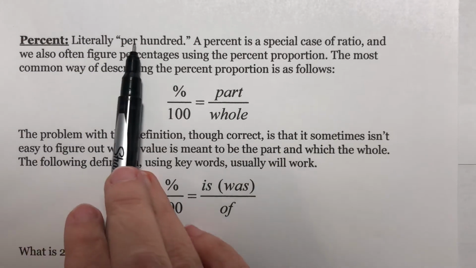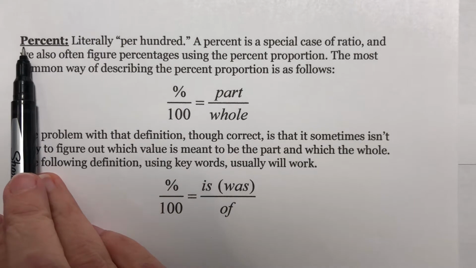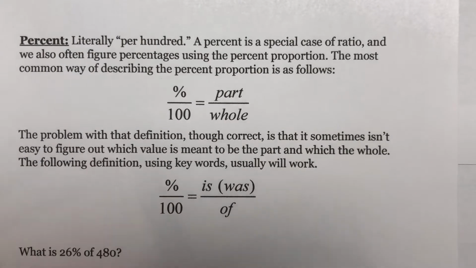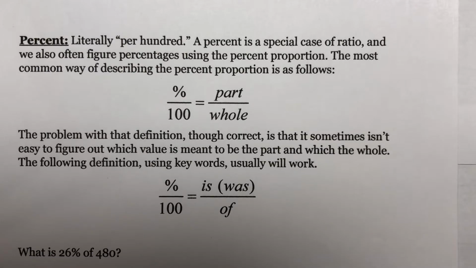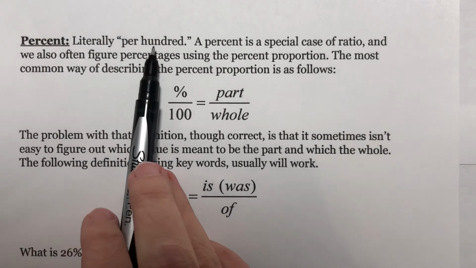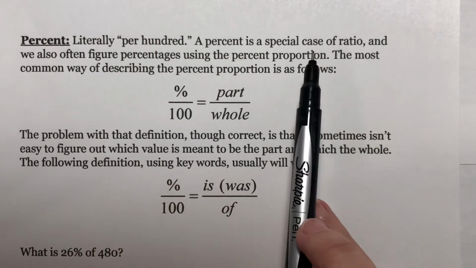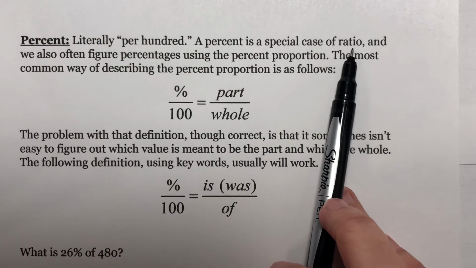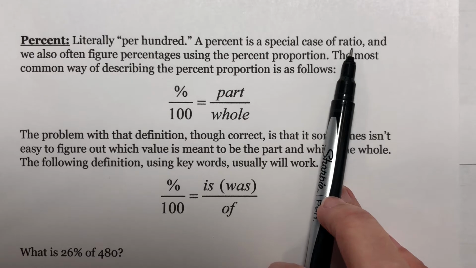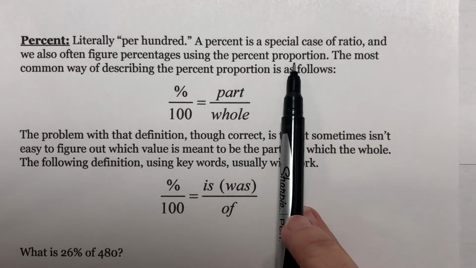Percent is literally per 100. We know what the word per means. Cent, think about the prefix: there are 100 years in a century, there are 100 cents in a dollar, literally per 100. A percent is a special case of a ratio, and we also often figure percentages using the percent proportion.